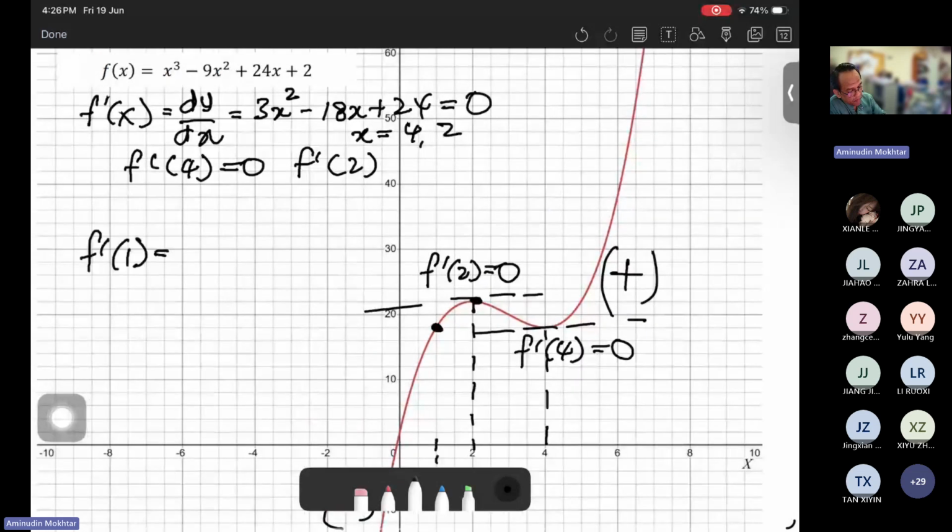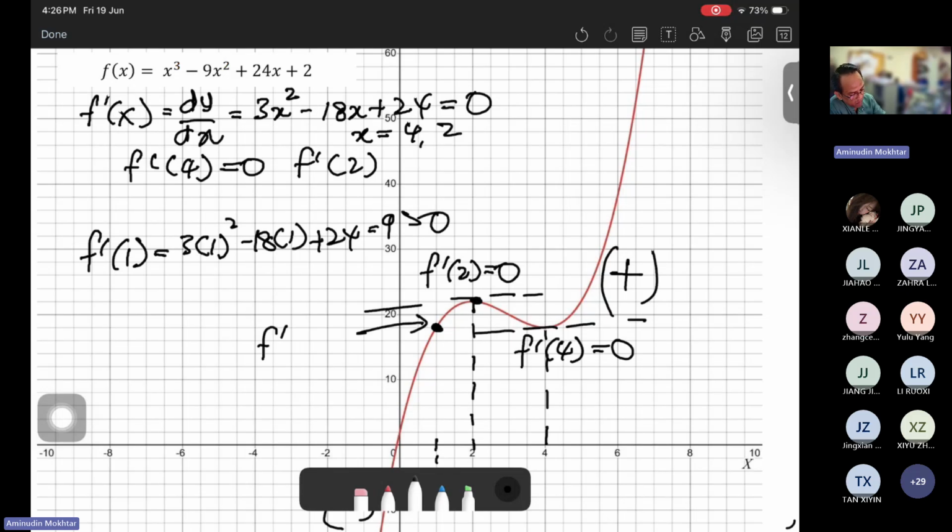We just substitute. For example, 3 times 1 to the power of 2 minus 18 times 1 plus 24. We find the answer is 9. The slope of the function is 9. That is positive. At this point, f prime 1 is positive. The slope of the function is positive before x equals 2. I just chose x equals 1, but you can choose any number. You will find that the slope is still positive, but the value might be different, but the sign is still positive.